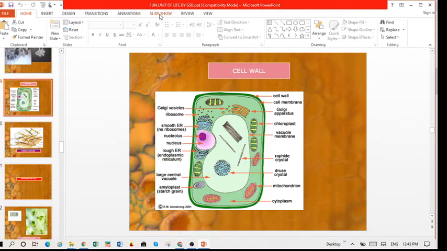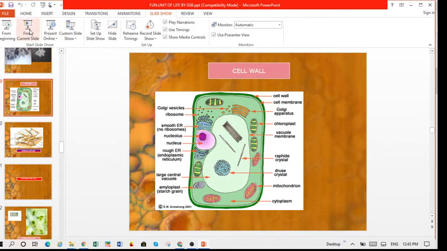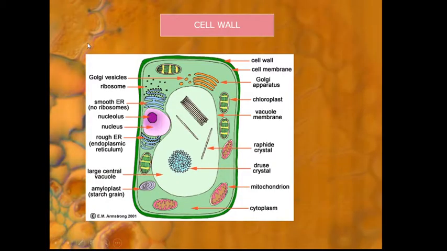Okay. This cell wall, if you look here, this is the cell wall. You can find this is the plant cell. This is the structure of a plant cell, with the cell wall. This is the cell wall.